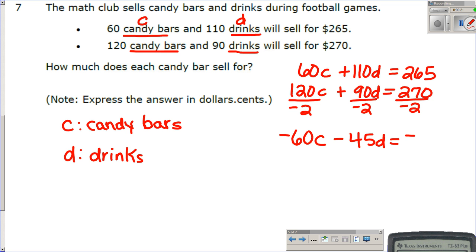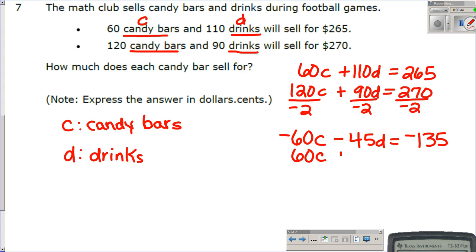We know it's going to be a negative. 2 goes into 2 one time. 2 will go into 7 3 times with a remainder of 1. And then 2 will go into 10 5 times. So -135. I'm going to recopy the top equation underneath.